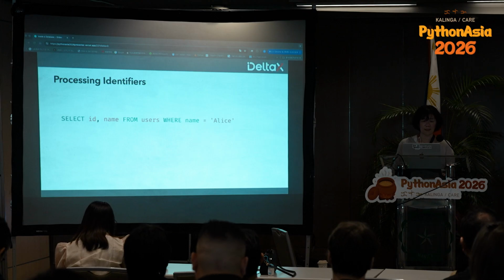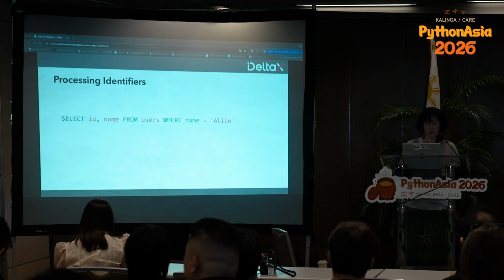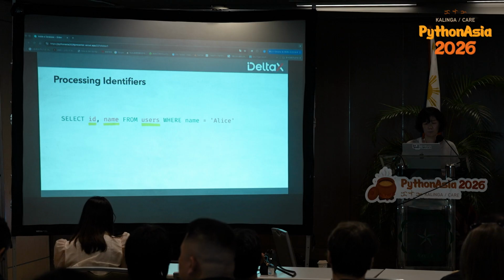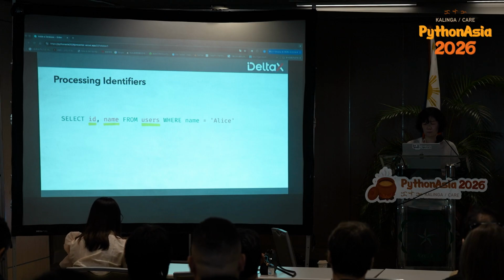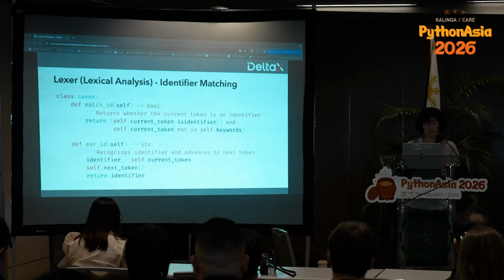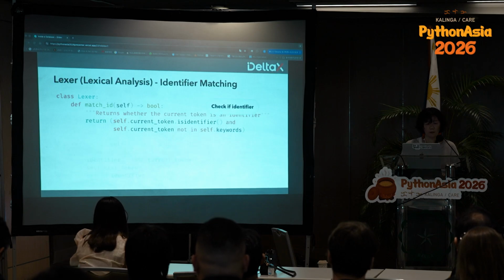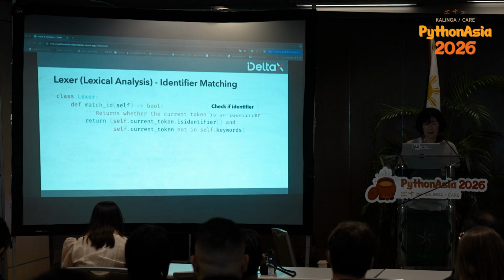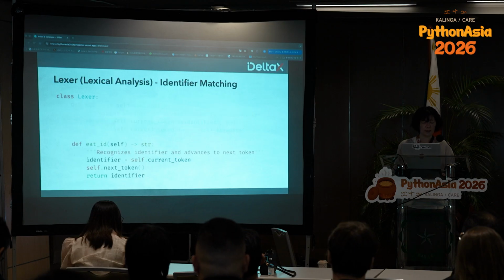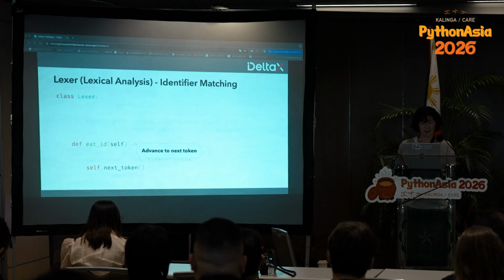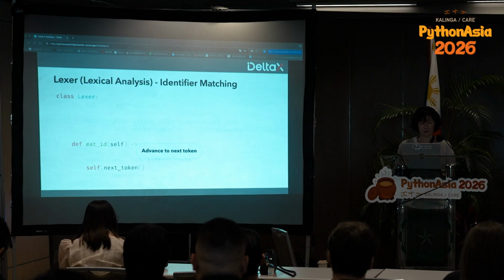The lexer recognizes identifiers and starts processing. There is a match id method that checks if the current token is an identifier, and an eat id method that recognizes an identifier and advances to the next token. There are similar methods for delimiters, operators, and literals.